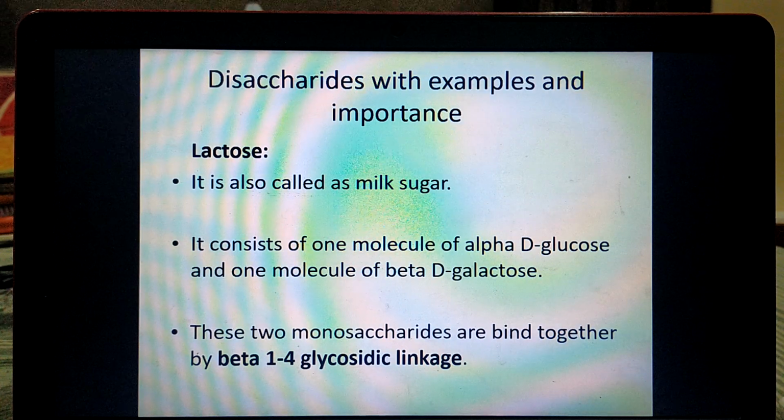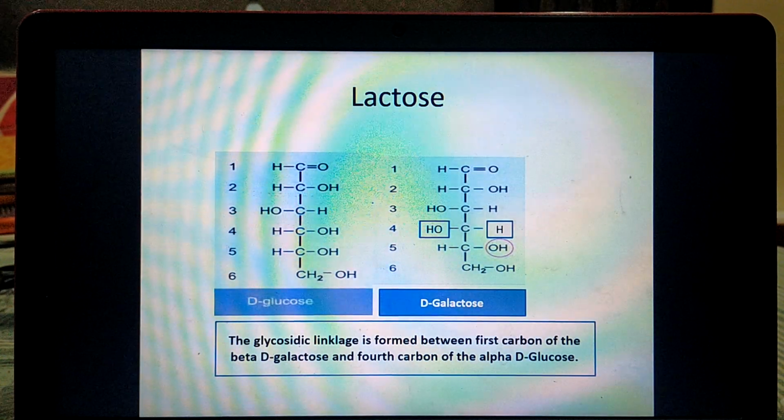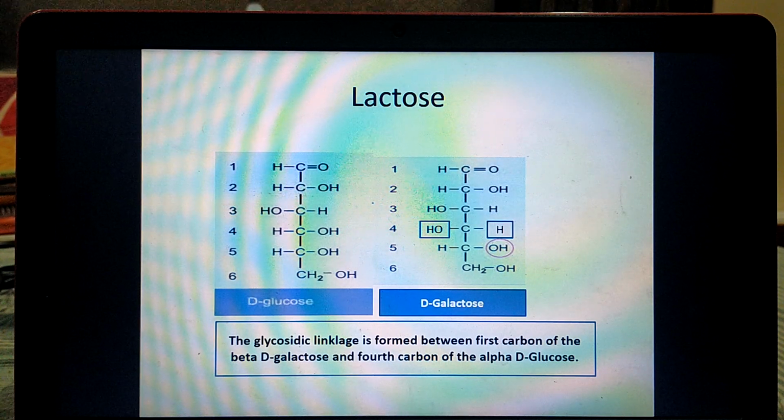The next disaccharide is lactose. It is also called milk sugar because it is present in milk. It consists of one molecule of alpha D glucose and one molecule of beta D galactose, and these two monosaccharides are joined by a beta 1,4 glycosidic linkage. This is the diagrammatic representation of the two monosaccharides present in lactose. Here you are seeing glucose and galactose.